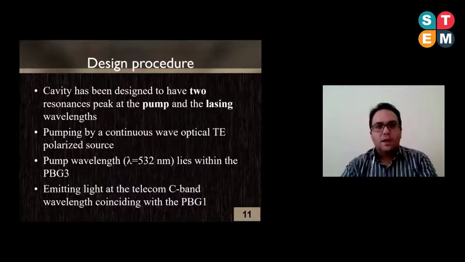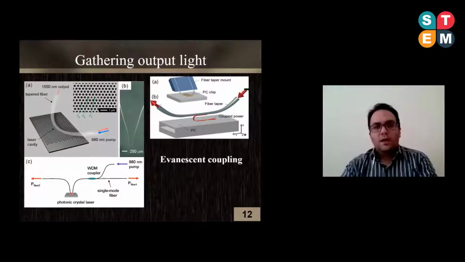This slide shows the method of gathering the output light. You can see here that we have a fiber taper located at the top surface of the device, and a one-cyclic coupling is used to gather the light.